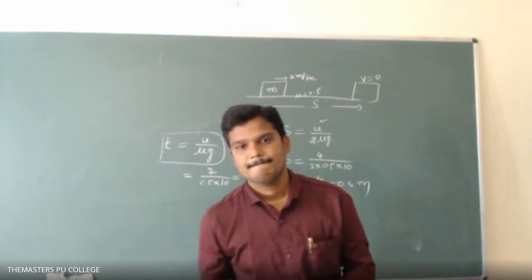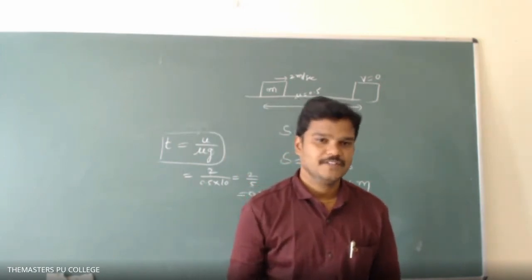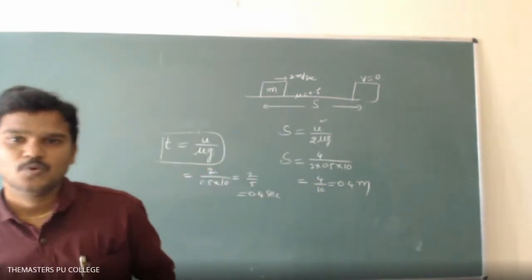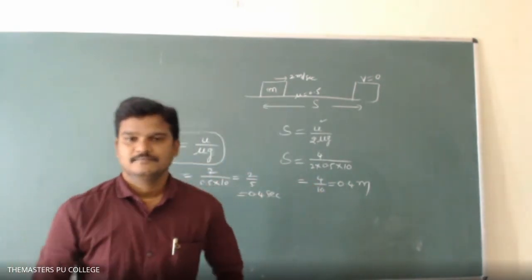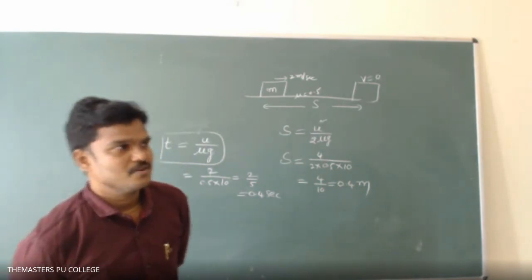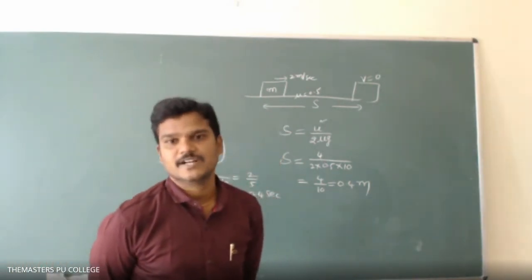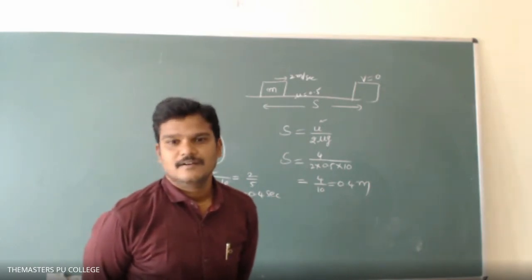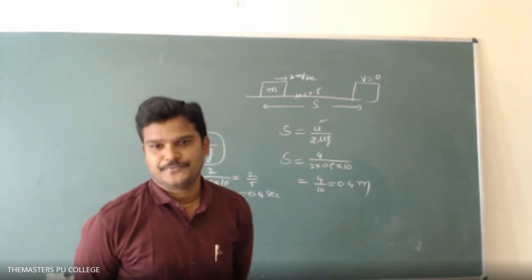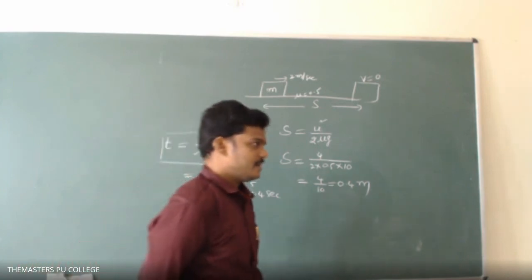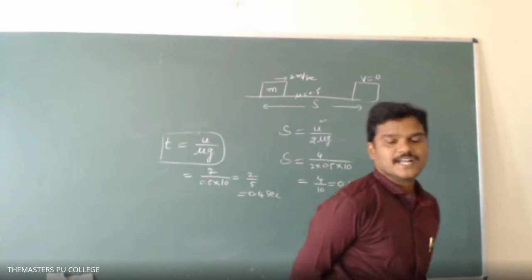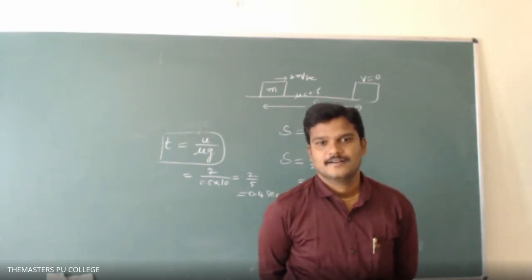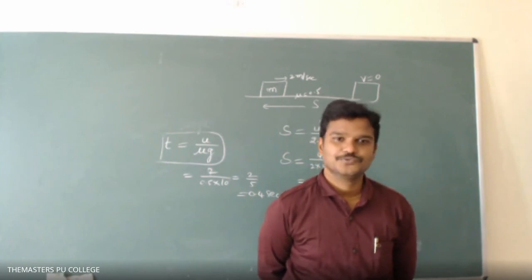A body moves with an acceleration of 4 meter per second square under the application of force F. Repeat again: a body moves with an acceleration of 4 meter per second square under the application of force F.